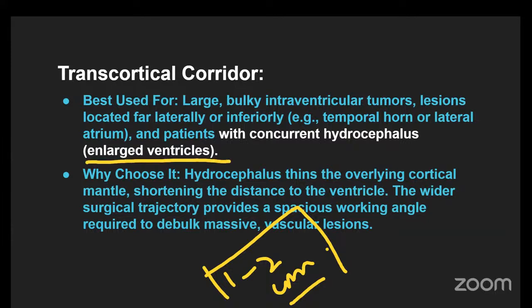Why are we relying on enlarged ventricles though? Any volunteers? Sorry, what's the question? The question is, why are we relying on the enlarged ventricles or hydrocephalus for transcortical approaches? I think because due to thin parenchyma. So, I mean, thin.